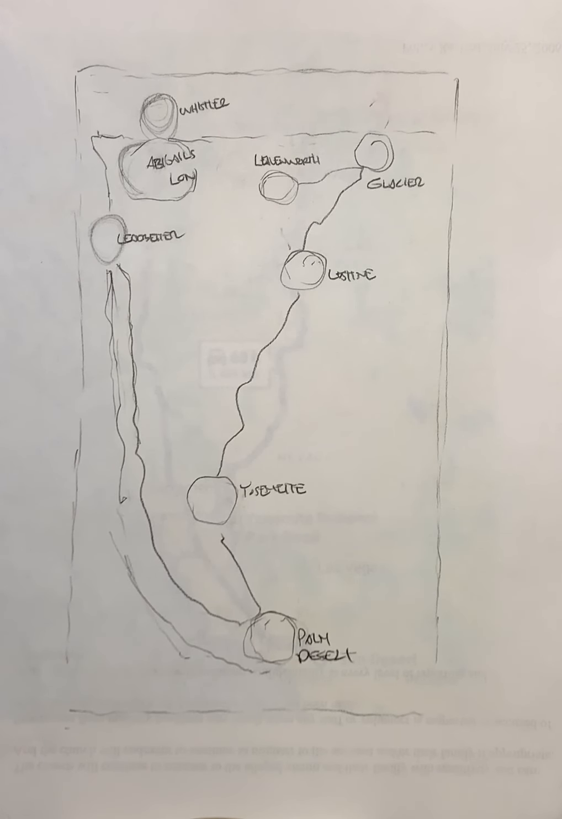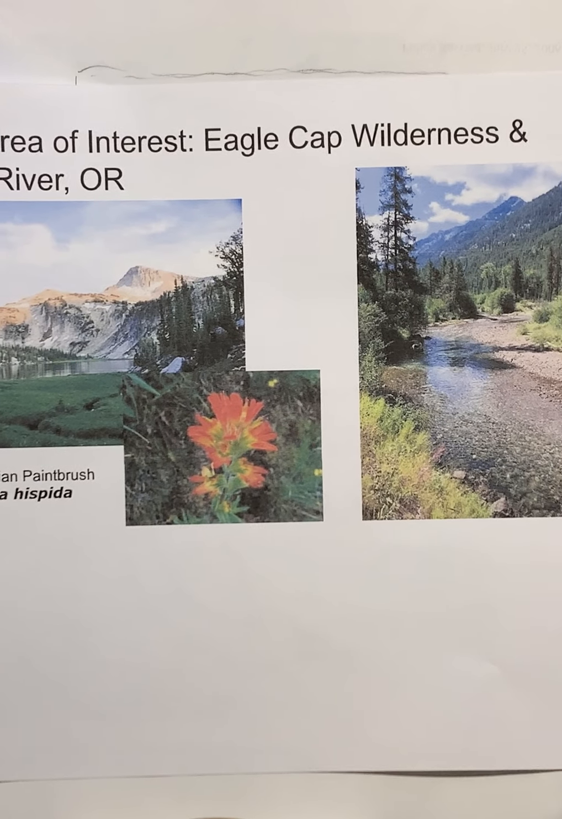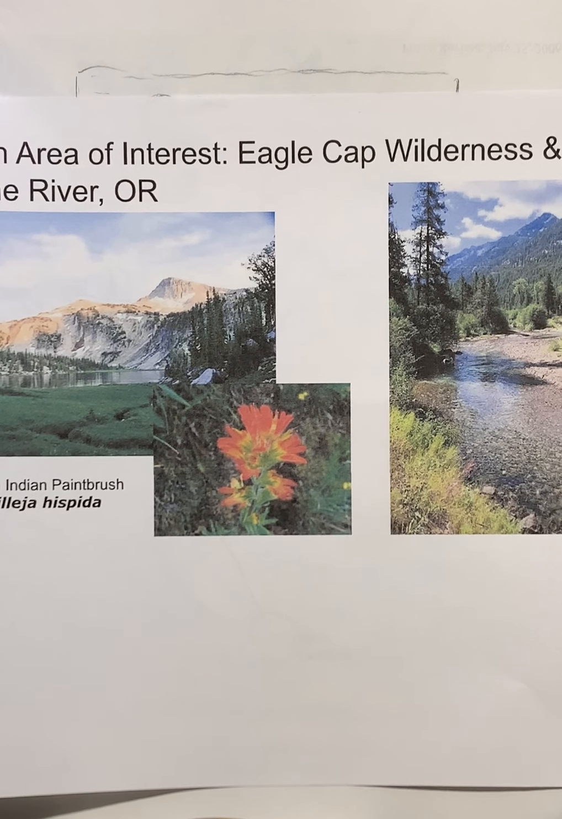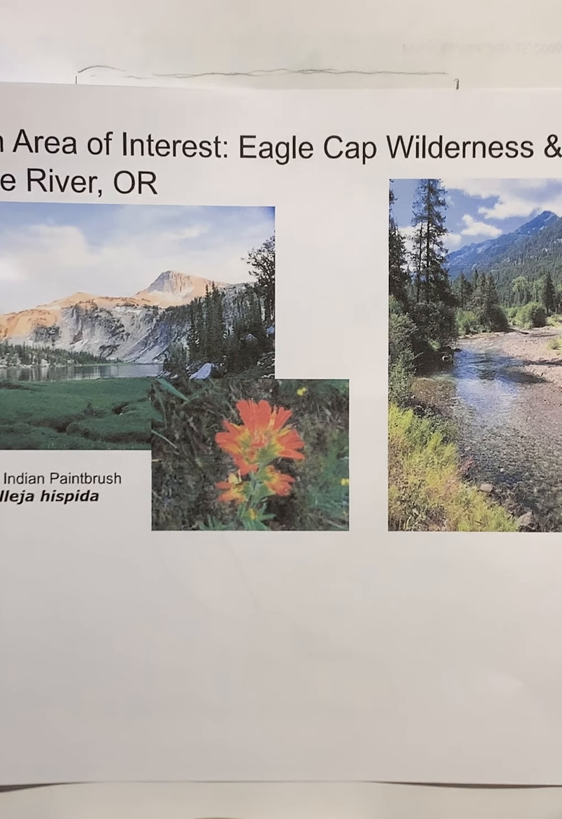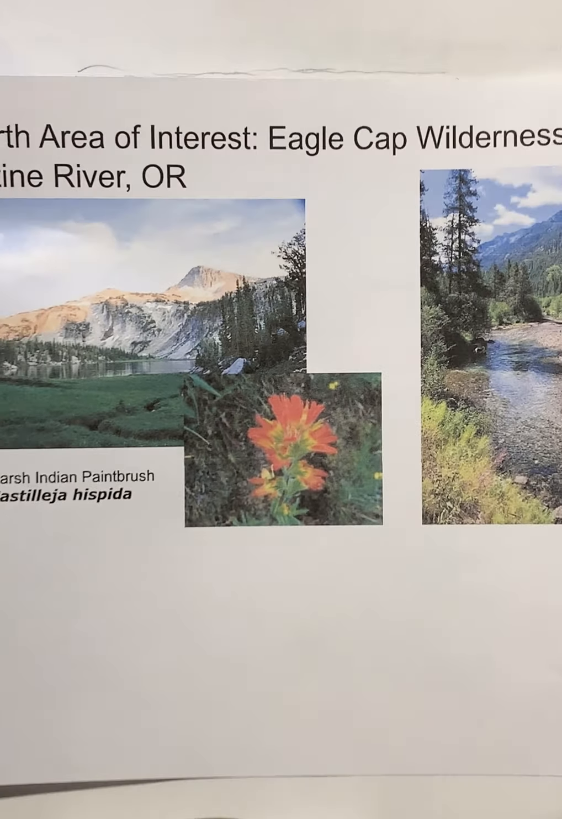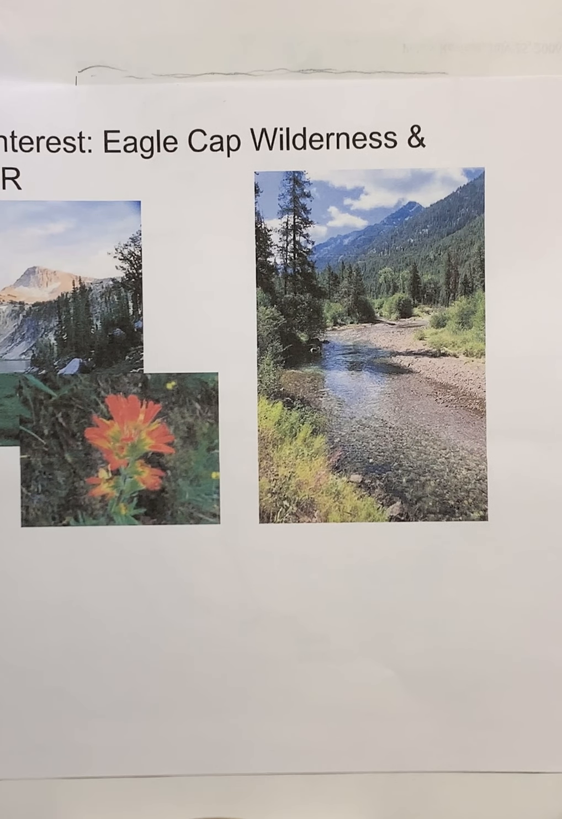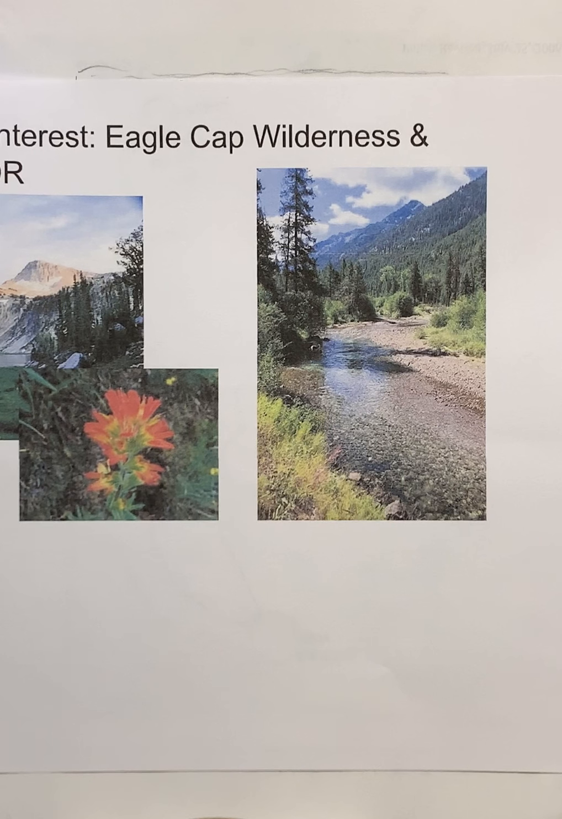Then the slideshow, I created a slideshow which had some of the places. One of them is the Lostine River, which is over in eastern Oregon. And so this is one of the lakes. This is a type of flower, and this is one of the rivers that we camped on. So now I have to decide, okay, what am I going to actually draw?